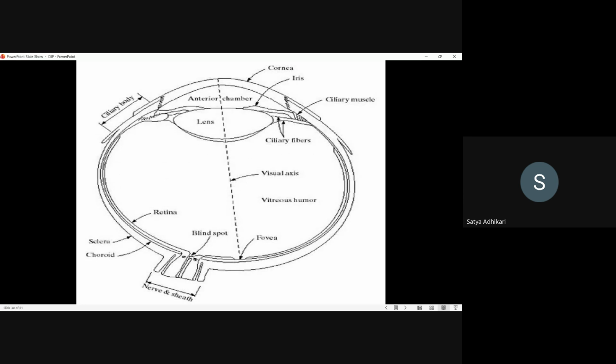You see here, this is the block diagram and the different parts of our eye, and each part is different from the others. The lens is there, the cornea is there, the iris is there, the blind spot is there, the retina is there, and the choroid is there. These are different parts of the eye, and each part has a different function. This is a block diagram.